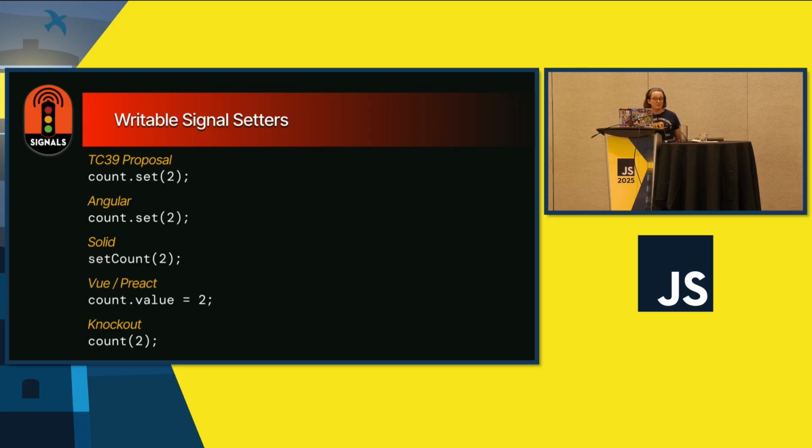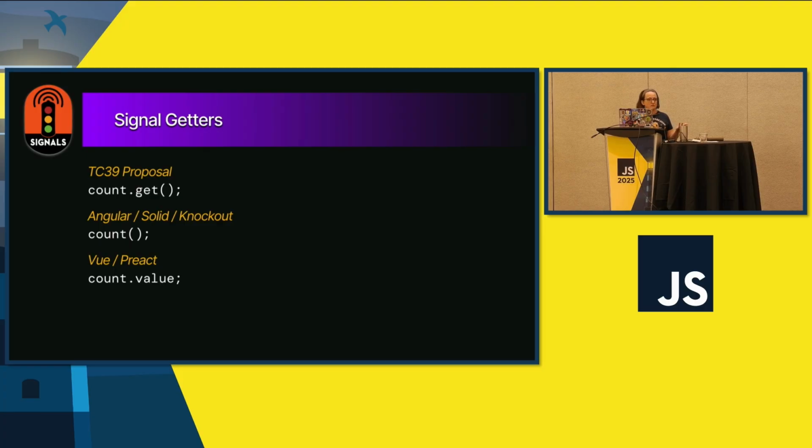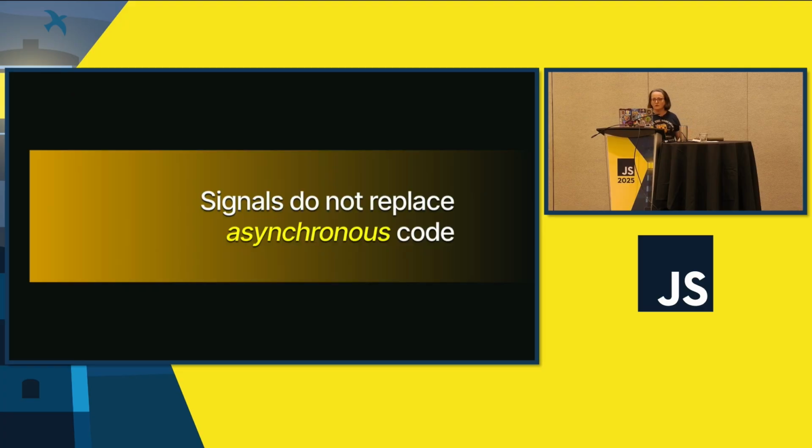So we have writable signal setters. In Vue, you're going to call .value. In Angular, you're going to call .set. You invoke the set method. In Vue or Preact, you're going to just set the value. And then there are getters, where you're either invoking .get, or reading the value, or in the case of Angular, Solid, and Knockout, you just invoke the signal itself. The signal is the getter.